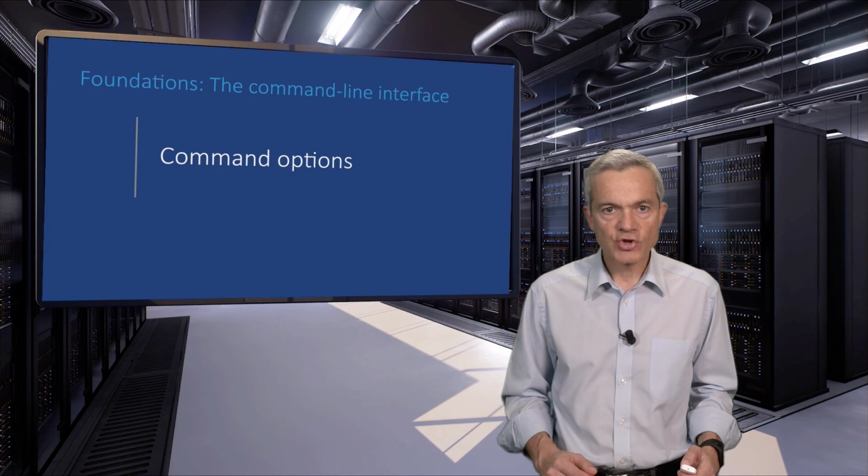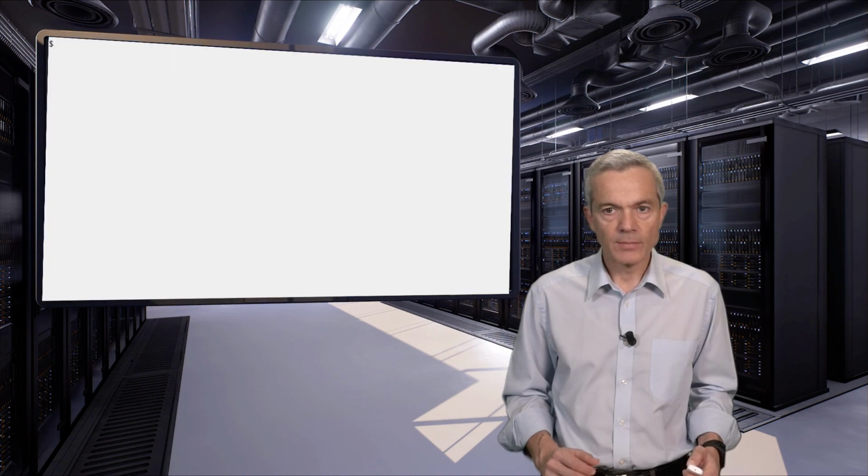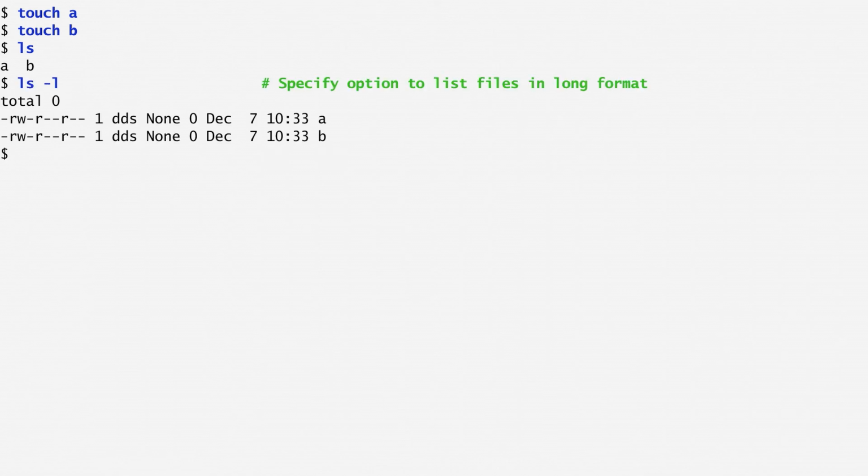Let's now see how we can change a command's behavior. I begin by creating two files, A and B. If I list the current directory, I see them here. If I want to find out more details about these files, I pass the L option to ls. This is specified with a minus and the letter L. This means a long listing which shows more details about the files, the creation date, the owner, the permissions and the file. Another option is the R, the reverse option, which shows the files in reverse order.